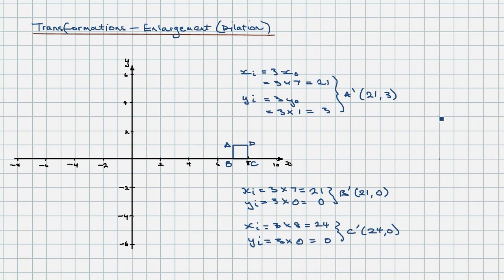So here we've got A prime. B prime is at 21, 0, so that's down here. C prime is at 24, 0, so that's here. And you can see D prime, we don't even need to calculate, that's clearly going to be here. If we draw these together, we've got our enlarged image.